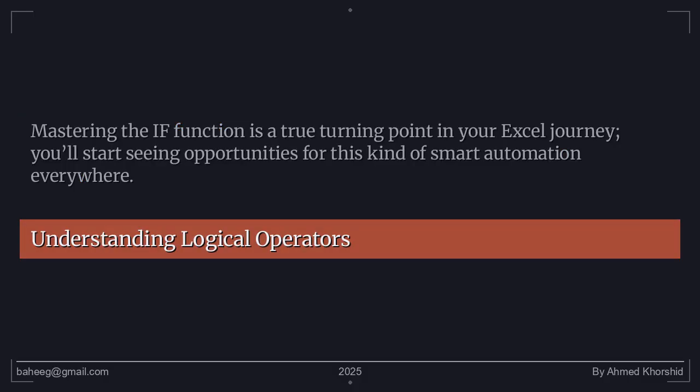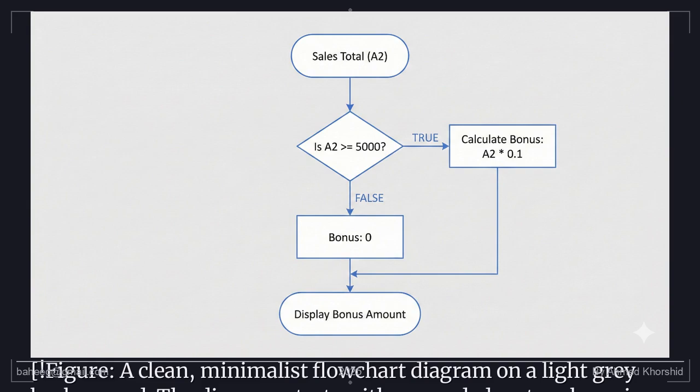Understanding logical operators. Figure: a clean, minimalist flowchart diagram on a light gray background. The diagram starts with a rounded rectangle saying Sales Total, A2. An arrow points to a diamond shape labeled "Is A2 greater than or equal to 5,000?" Two arrows exit the diamond, one labeled True pointing to a rectangle, Calculate Bonus, A2 * 0.1, and one labeled False pointing to a rectangle, Bonus = 0. Both outcome rectangles then point to a final rounded rectangle, Display Bonus Amount. Use a modern, sans-serif font like Calibri.